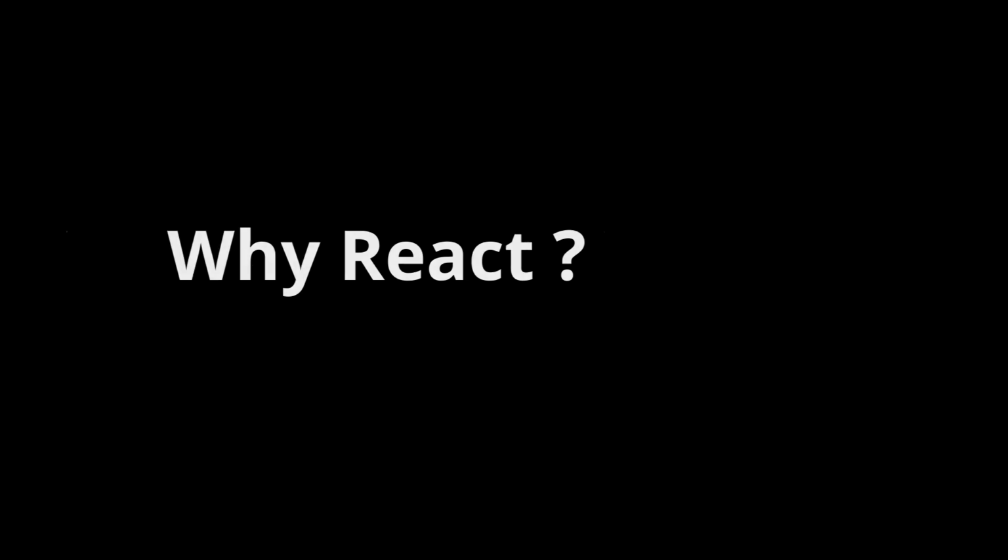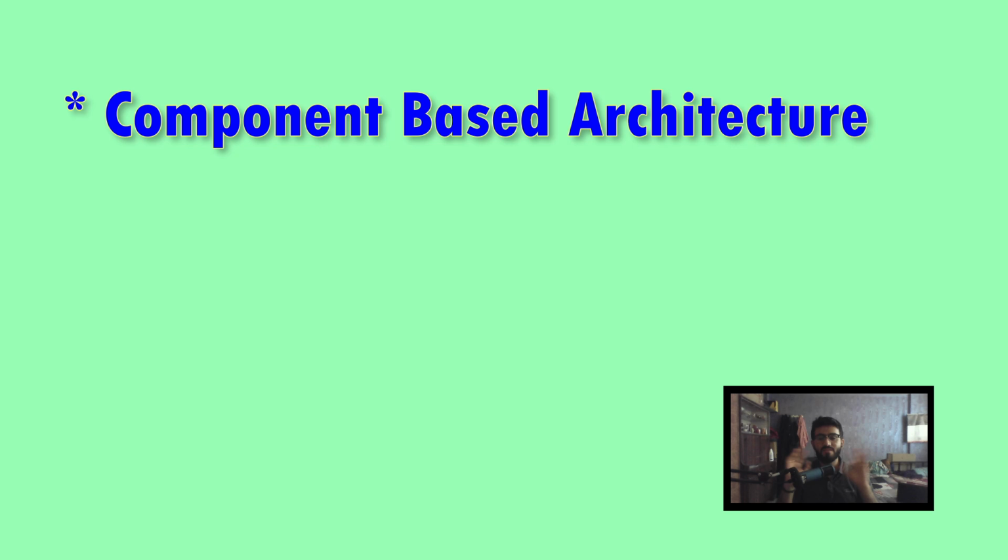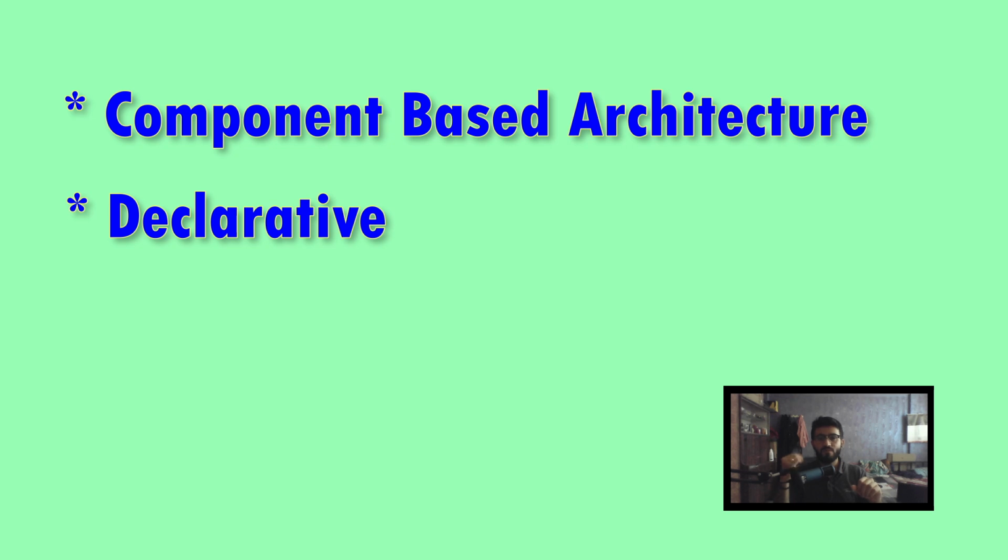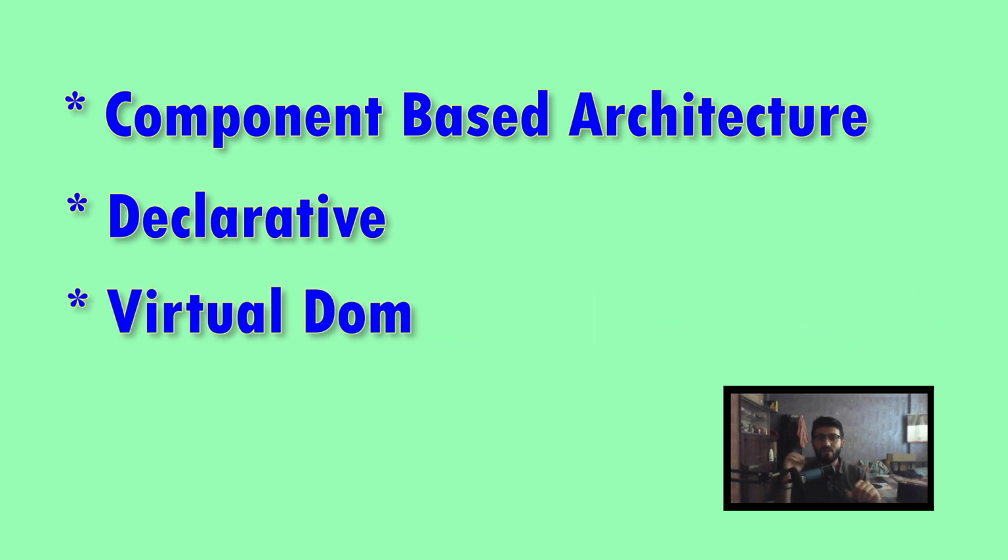So what do you think? Why do developers love React so much? Basically, there are three main reasons. It's a component-based architecture, which makes code reusable. Then it's declarative: you describe what you want and React handles the DOM. It uses something called the virtual DOM, which makes apps really fast.